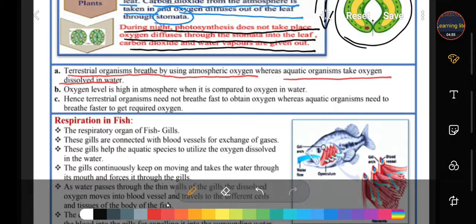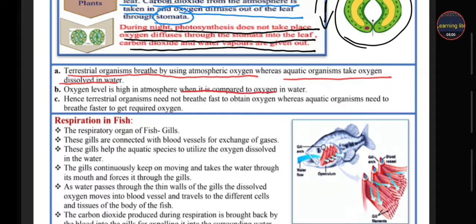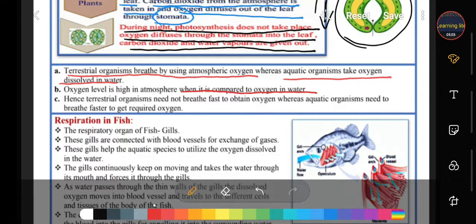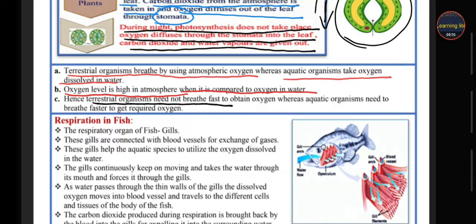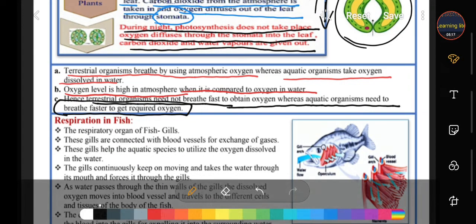Because there is a very low amount of oxygen in the water and a very high amount of oxygen in the atmosphere. So the terrestrial organism need not breathe fast to get the oxygen, whereas the aquatic need to breathe faster to get the required oxygen. So there is an important question, student. Why do aquatic organisms breathe faster than us? Because the amount of dissolved oxygen in water is very less as compared to the atmosphere.